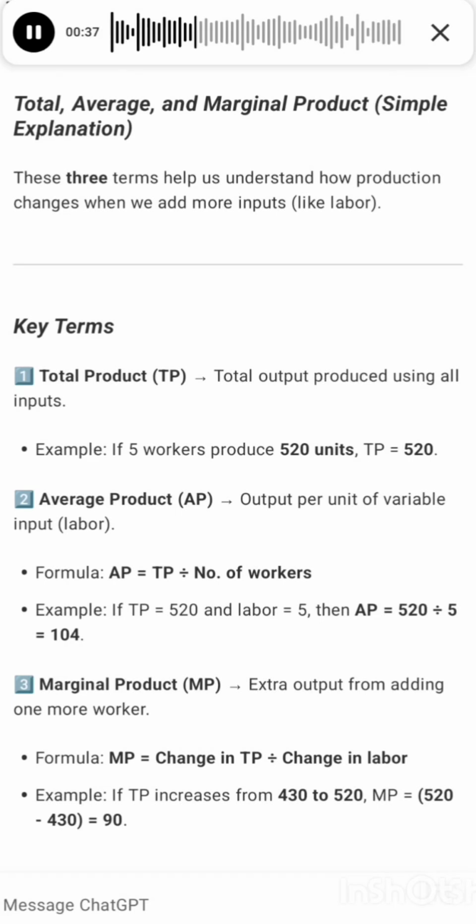3. Marginal product, MP. Extra output from adding one more worker. Formula, MP equals change in TP divided by change in labor. Example, if TP increases from 430 to 520, MP equals 520 minus 430 equals 90.